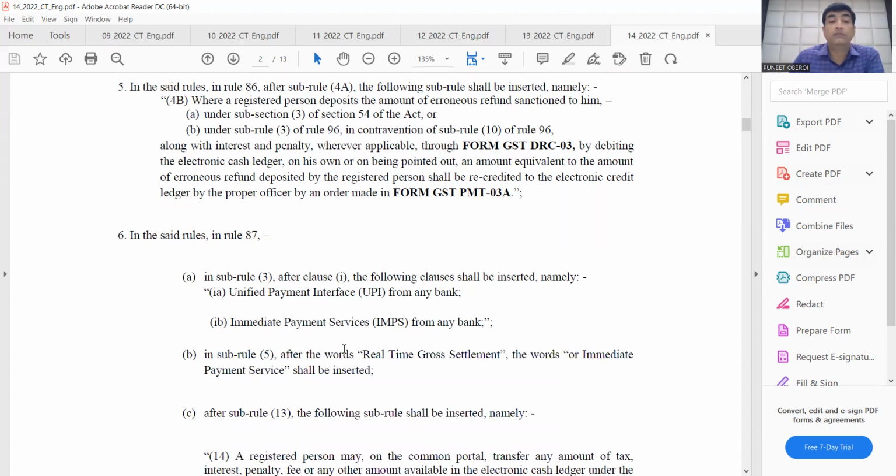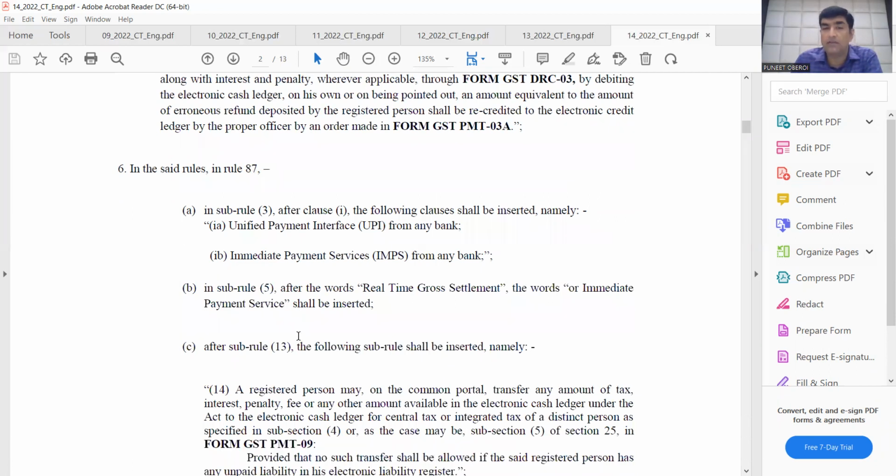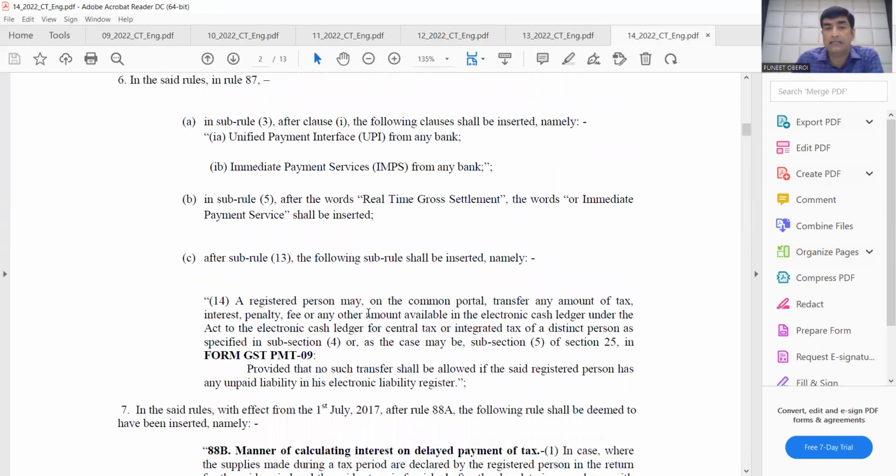Let us go to item number 6, which basically says that there is going to be a change in rule number 87, which is not very significant. But earlier, the different modes of making the payment of the GST, like UPS, UPI, or IMPS, were not included in the modes of payment. So now those have also been included, and suitable changes have been made in rule number 87. Not very significant. Operationally, it might be beneficial for us. So that has been changed.